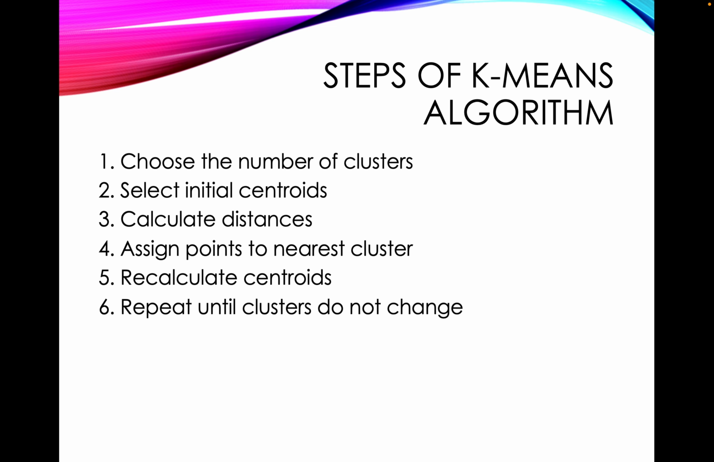So here first we have to choose the number of clusters and select the initial centroids, calculate the distance between each centroid and the points, assign the points to the nearest clusters and recalculate the centroid. Then again repeat until the centers do not change. So these are the steps to follow in the k-means algorithm.